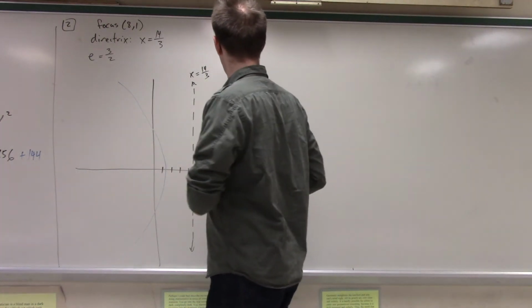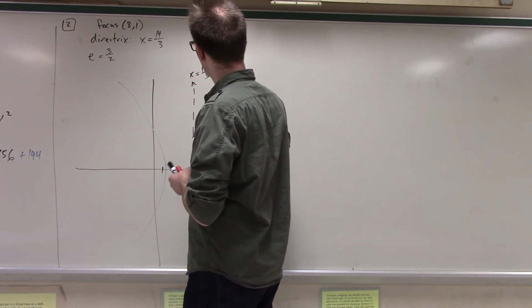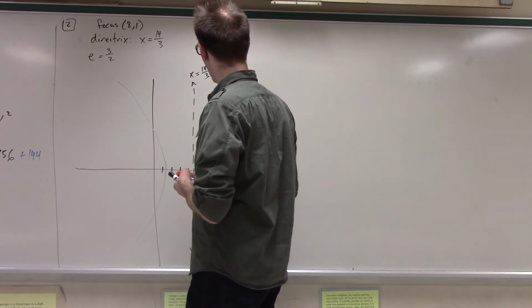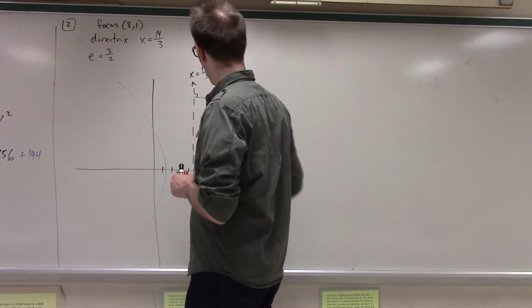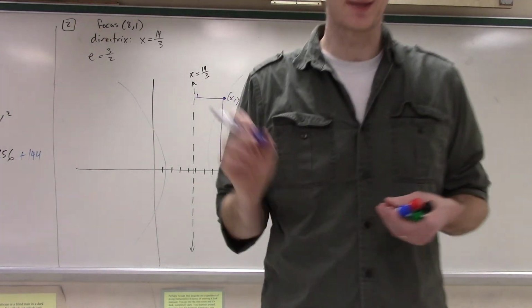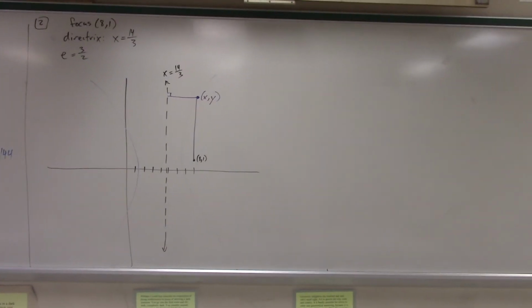I will choose an arbitrary point somewhere on this hyperbola, call it (x, y), and now what I know is that the ratio of the distance to the focus over the distance to the directrix is 3/2. Okay, and good.